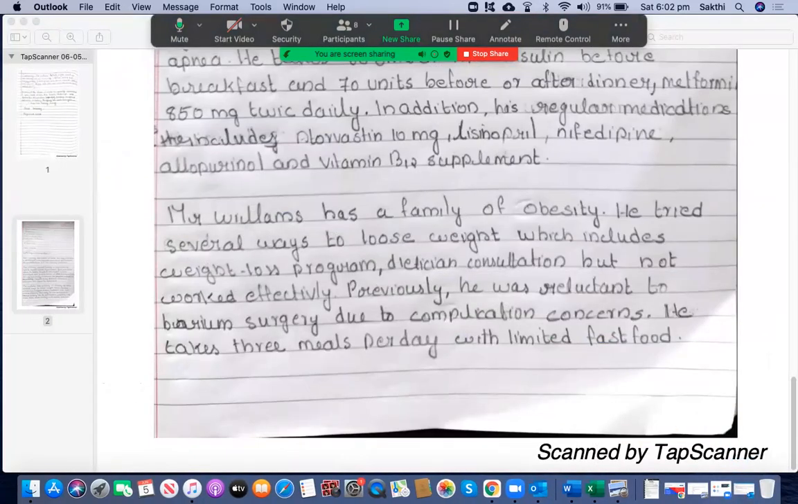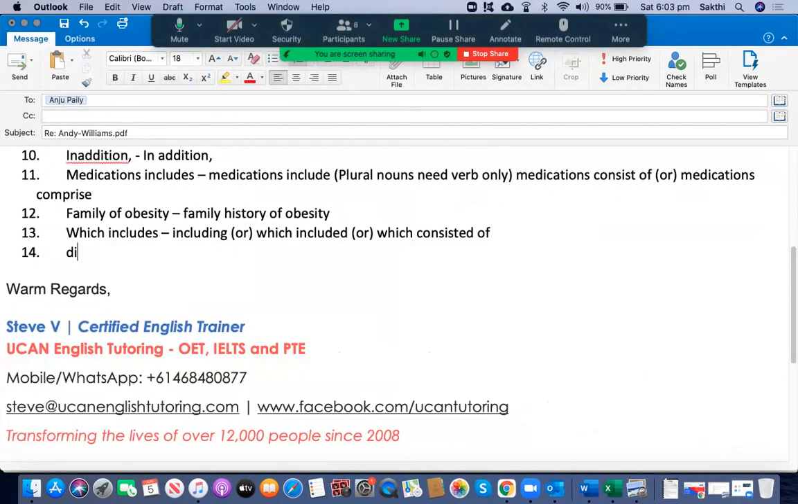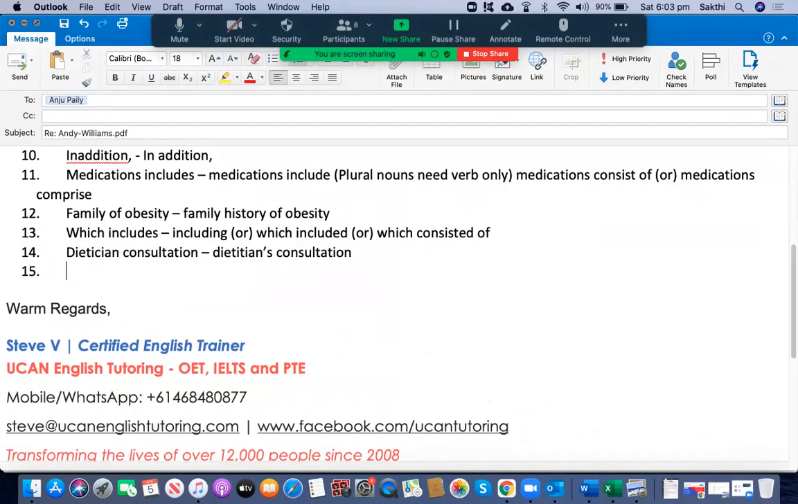All right. Weight loss program, that's good. Dietitian consultation, but not worked effectively. So "dietitian" has a spelling mistake. It's not D-I-E-T-I-C-I-A-N, but D-I-E-T-I-T-I-A-N. Sorry. And it's not "dietitian consultation", but "dietitian's consultation". You have mentioned a dietitian consultation, but it should be dietitian's consultation. All right, let's go to the next one.